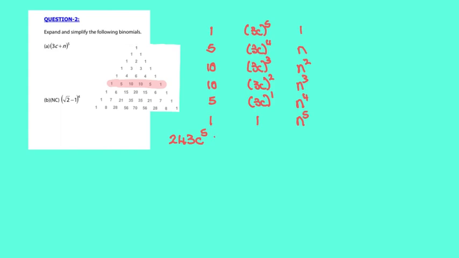243c⁵ plus 405c⁴n plus 270c³n² plus 90c²n³ plus 15cn⁴ plus n⁵.